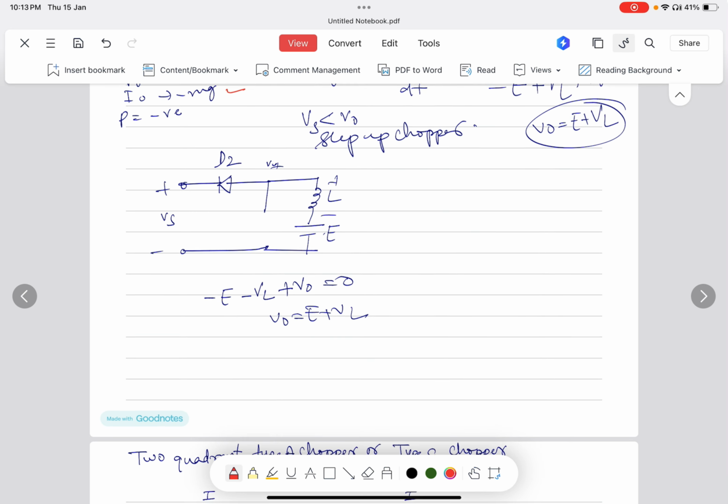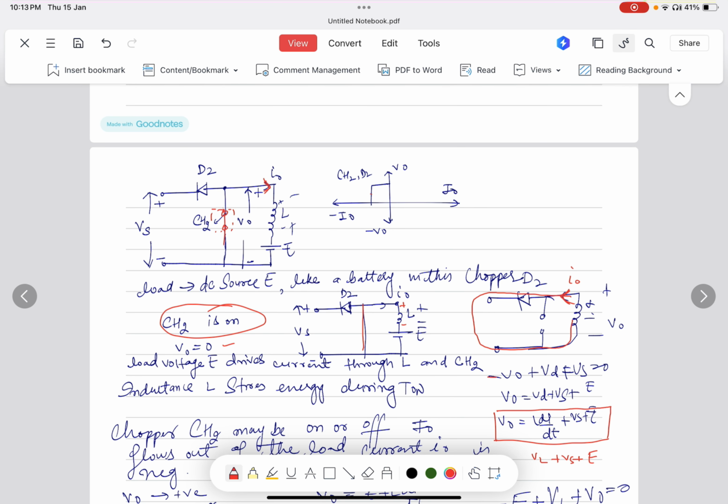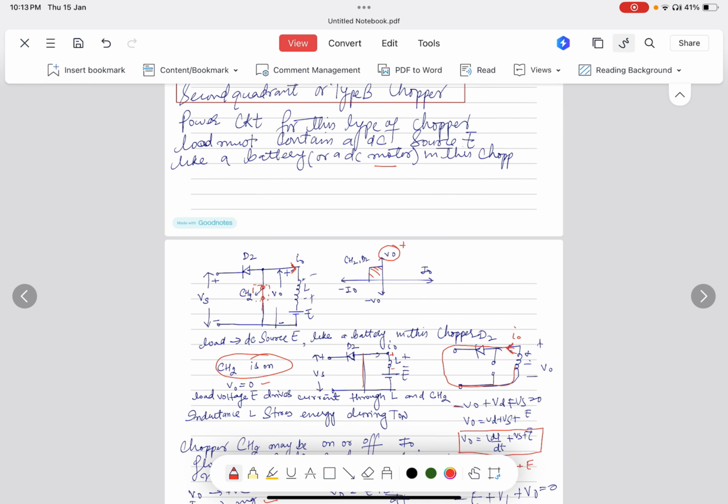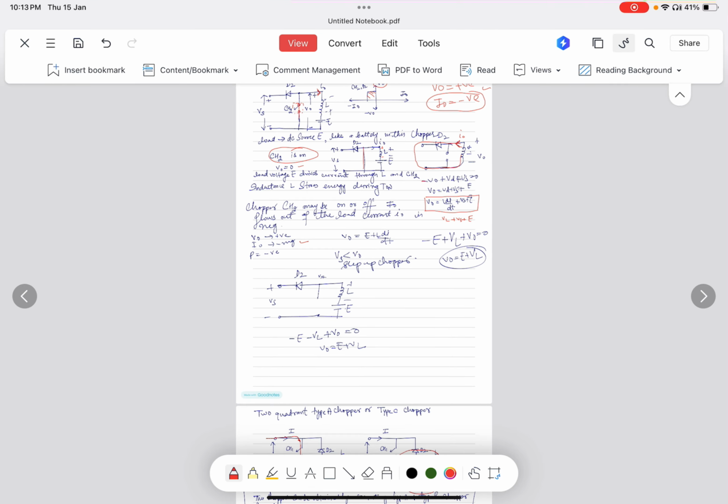So what graph can we draw from it? Here we can see this is the area of the graph. V0 is always positive and current is negative. We can remember it simply: in the type A chopper, V0 is positive and current is also positive. In the type B chopper, V0 is positive and current is negative because it is flowing opposite to the source voltage. We will discuss the next choppers in the next class.